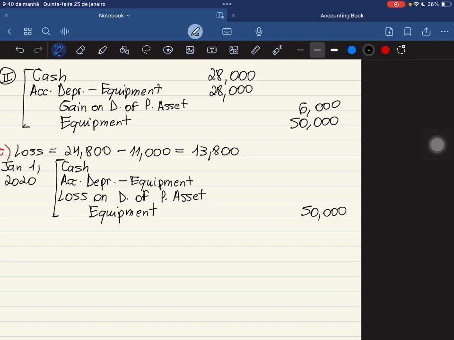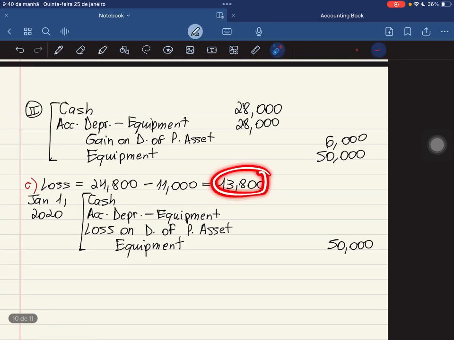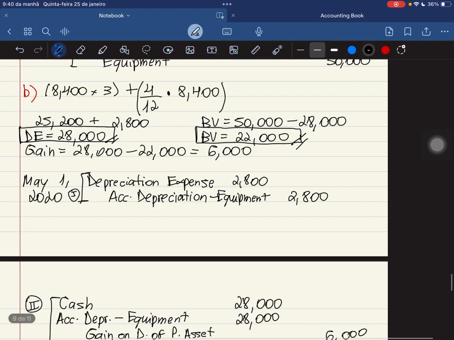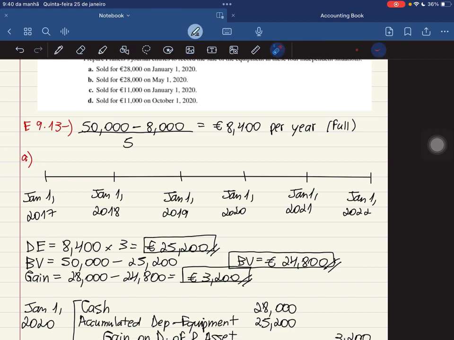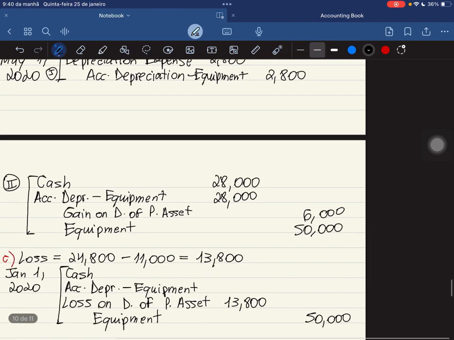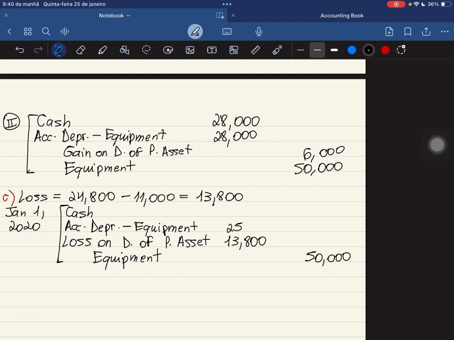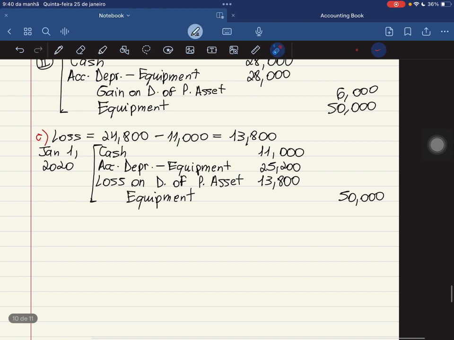50,000 for the cost. The loss that we had was 13,800. The accumulated depreciation up to this point was 25,200. And the cash, we sold it for cheaper, right? We sold it for 11,000. Let's see if these numbers added up together will equal 50,000. Yep, that is correct. Okay, letter C.